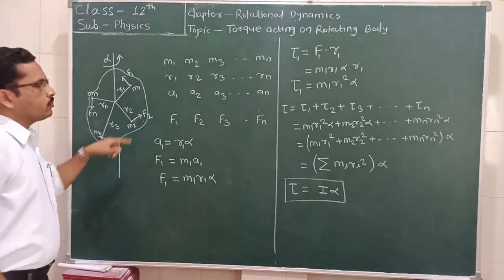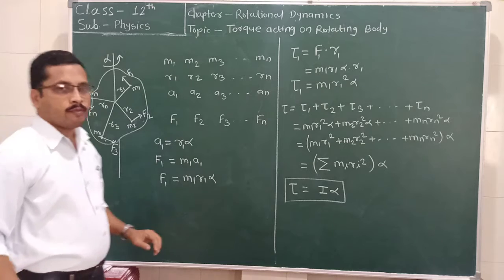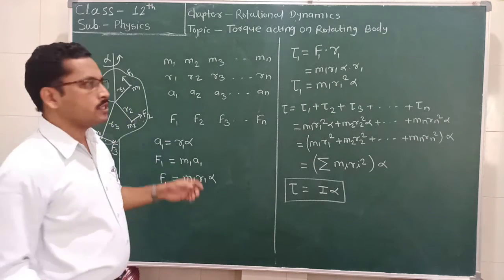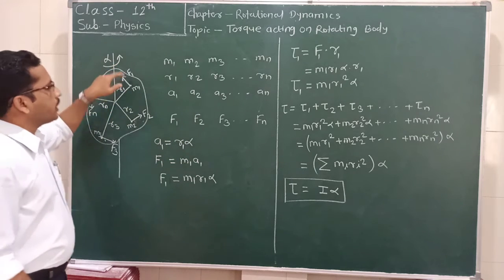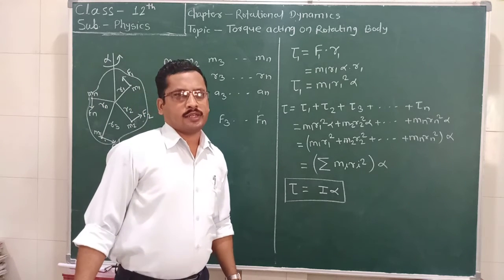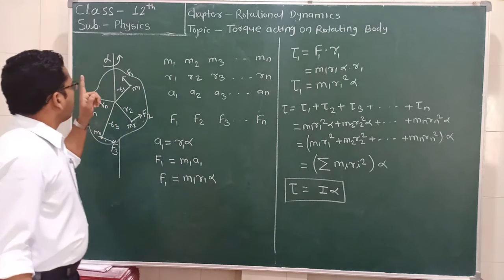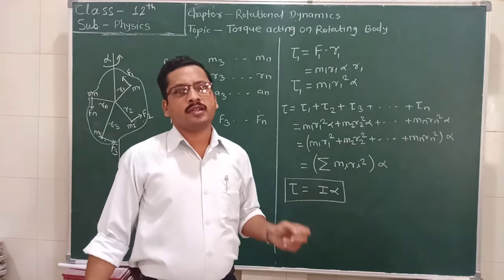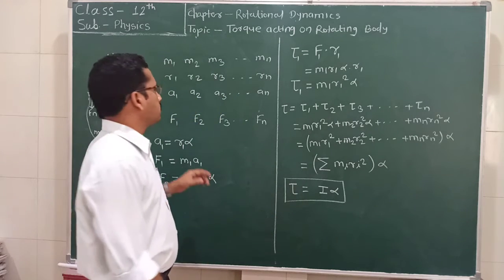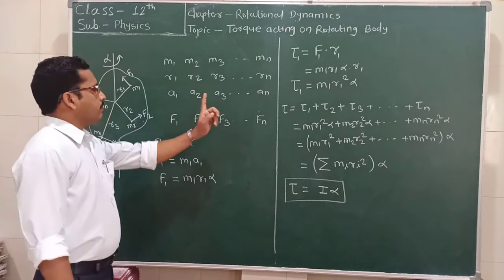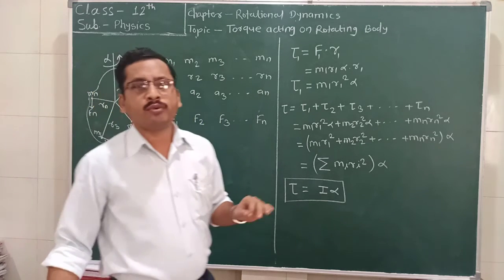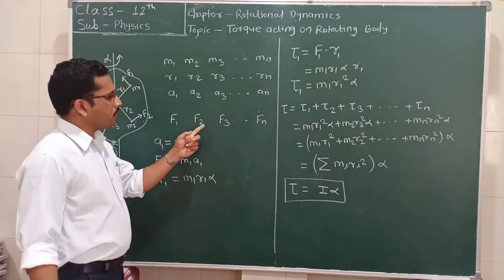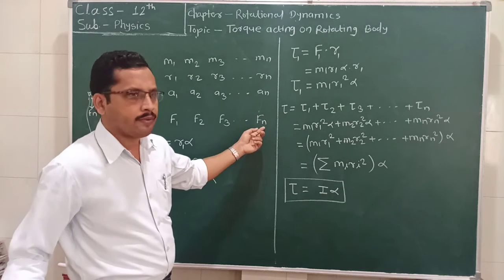For that, we considered a rigid body of any shape, and we know a rigid body is made up of a large number of particles. They are situated at distances r1, r2, r3, rn from the axis of rotation. The whole body is rotated with the constant angular acceleration alpha. But the linear acceleration on each particle will be different. The reason behind that is the distance of each particle from the axis of rotation is different. Now, if an acceleration is acting on a particle, there must be a force acting on it. So, the force acting on the first particle is F1, on the second particle F2, and like that for the nth particle Fn.